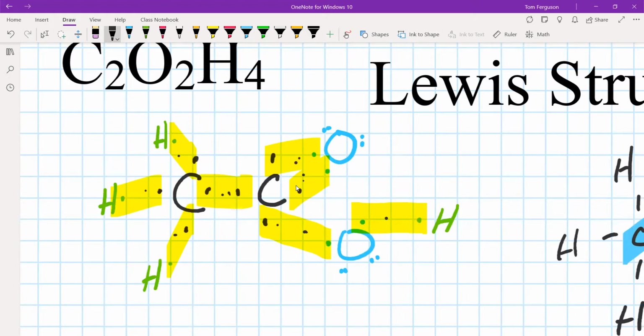Let's look at full shell. The full shell is going to require 8 electrons, and that's shared, for carbon and oxygen, and 2 for hydrogen. Carbon has got 2, 4, 6, 8, 2, 4, 6, 8. Oxygen's got 2, 4, 6, 8, 2, 4, 6, 8. And then hydrogen's got 2 apiece. So this is a legal structure. And this is, in fact, what acetic acid looks like.